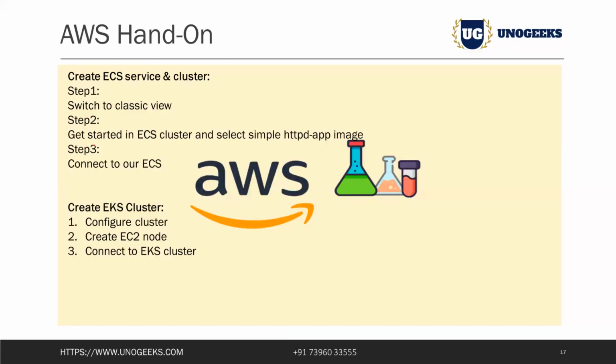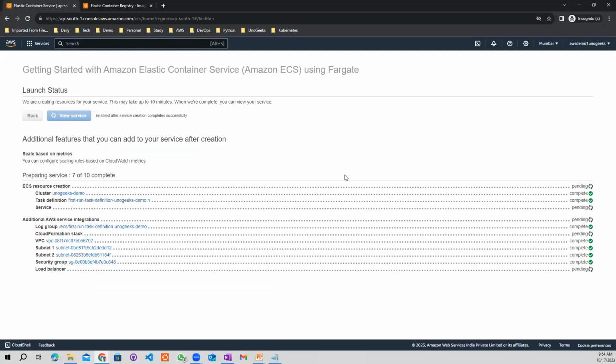We switch to classic view, create an ECS cluster, connect to the ECS. Then for the EKS cluster, we are going to configure the cluster, create an EC2 node, and connect to our EKS cluster. Without switching to classic view, we won't get the same options. We'll get the same option, but we need to do it a different way.